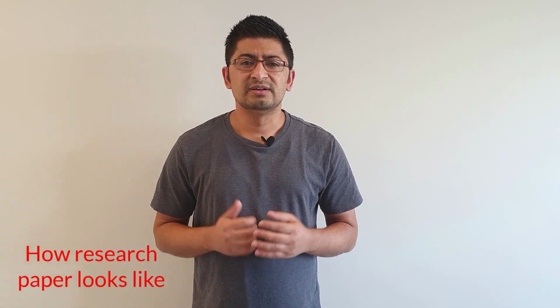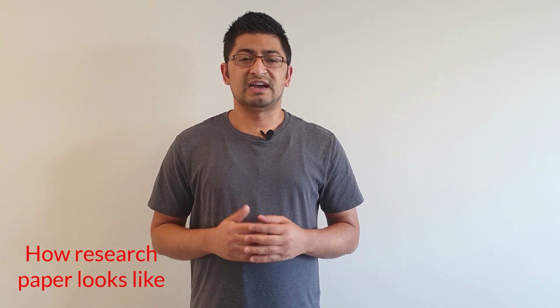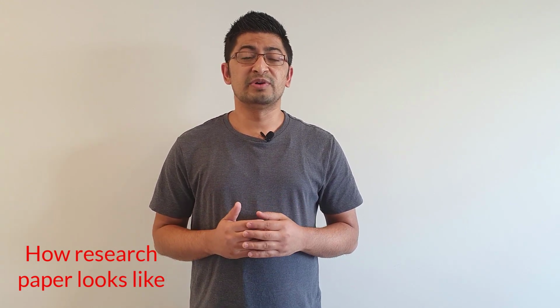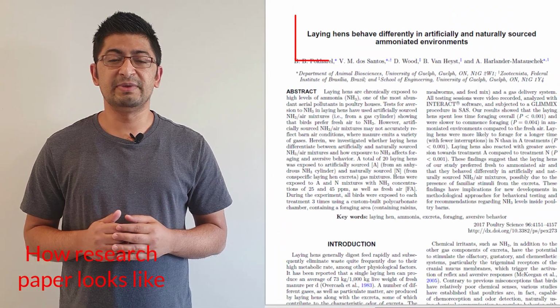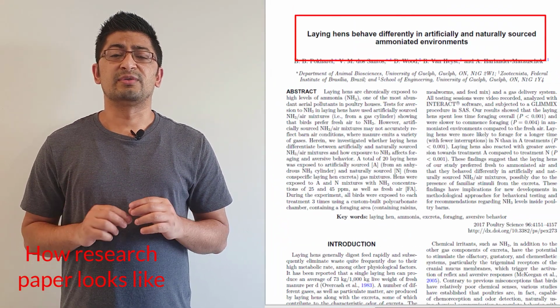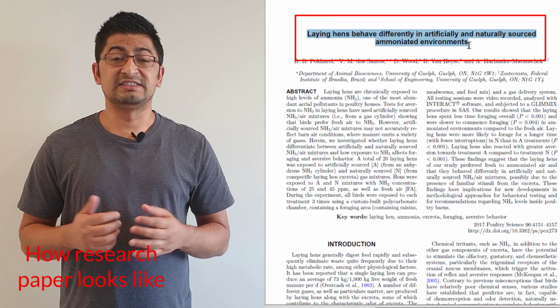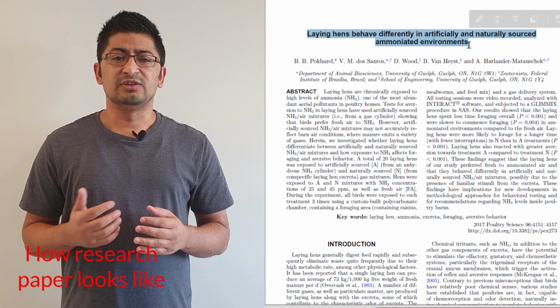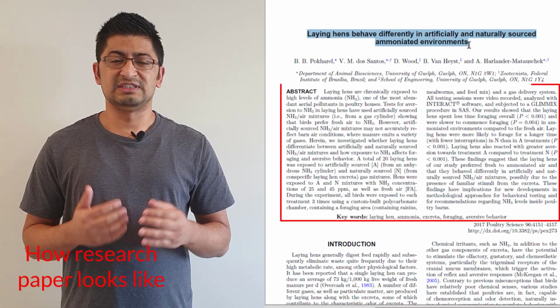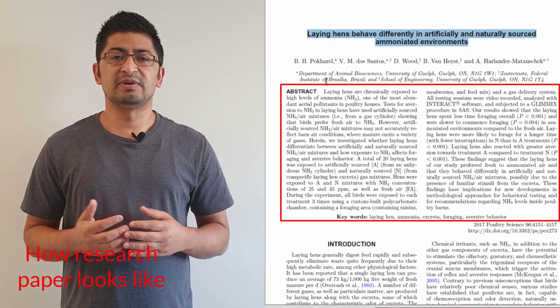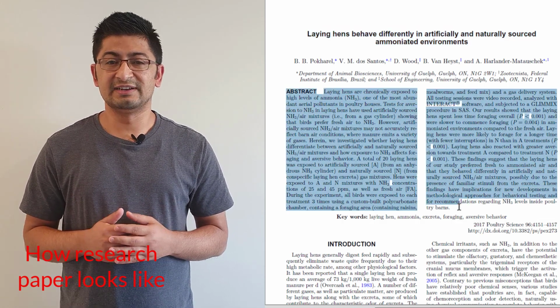So how does a journal article or research article look like? Basically, a research article has several different components. The first part is called topic, where you write in a few words what the topic of your research paper is, and your topic is followed by the abstract, which is a short summary of your research paper, roughly about 200 to 300 words.